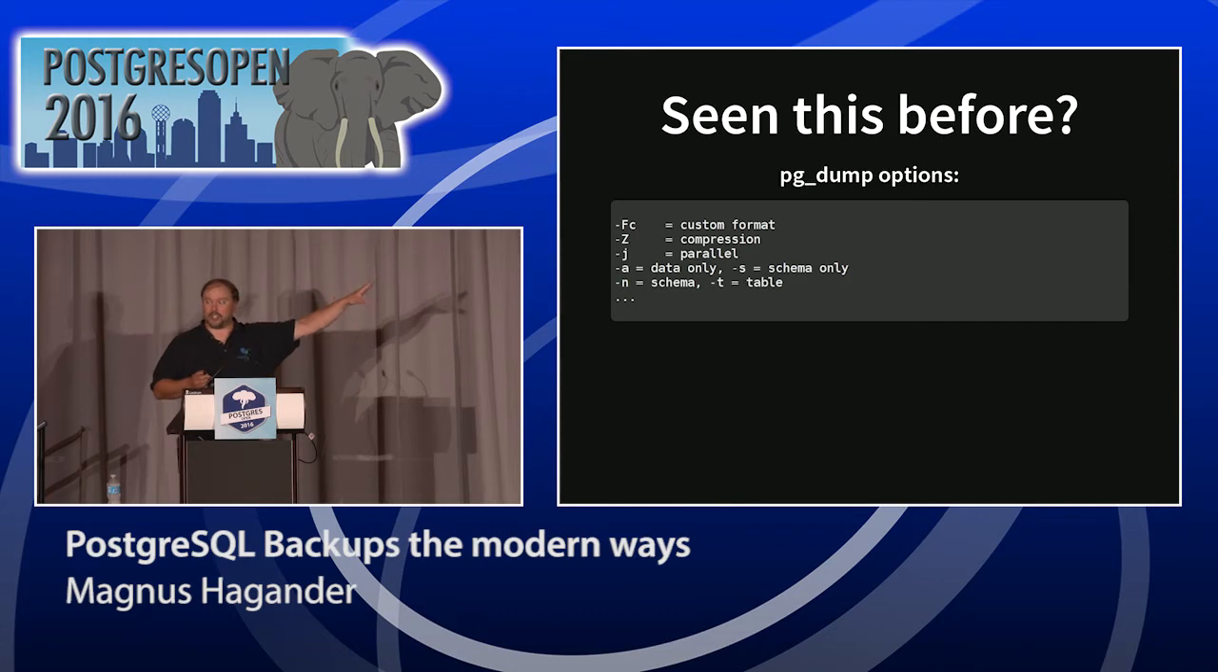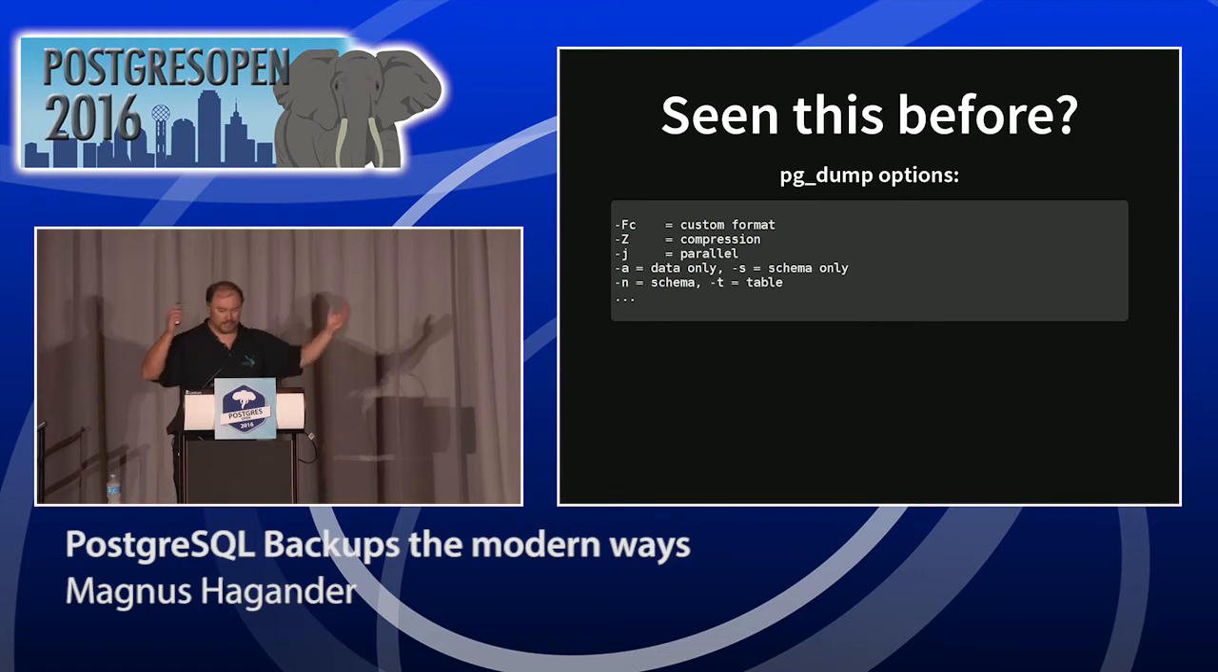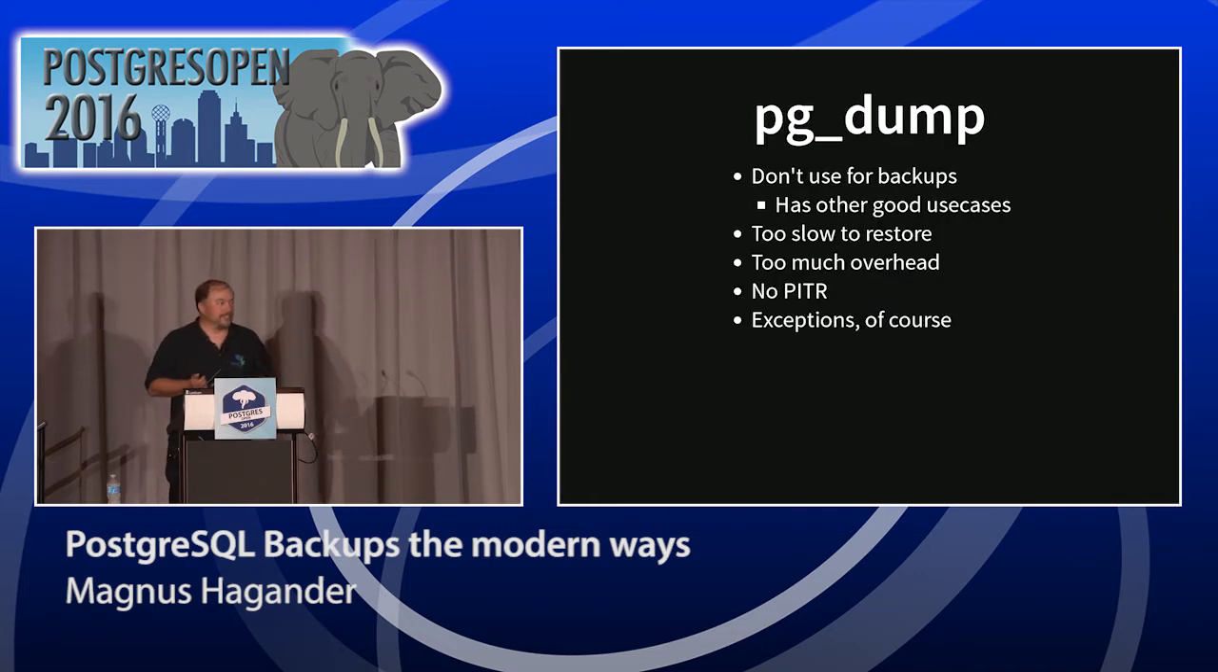Like, oh, here's pg_dump. You can run all these cool things. You should always use custom format if you use pg_dump, by the way. That's very important. You can use compression, you can do it in parallel, you can do data only, schema only, pick exactly which things you want, and pg_dump is awesome in a lot of ways. But today, pg_dump really is not a backup solution. It has many use cases, but backup isn't one of them, unless your database is really small. And even if your database is really small, it probably isn't the right solution anyway.